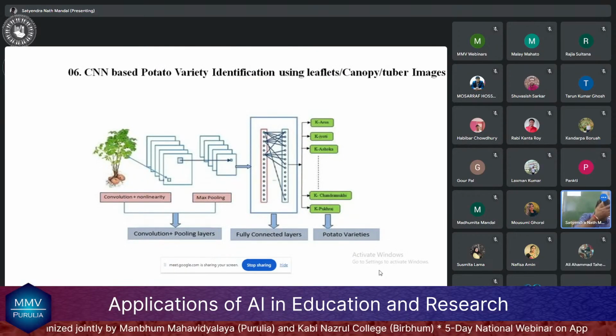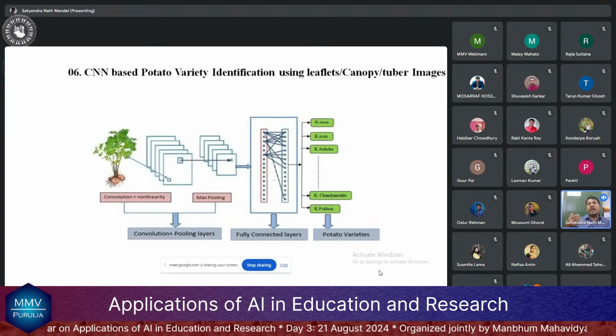Now, this is another type of problem on which we did some work. We want to identify the potato plant variety. There are lots of varieties in the market. Anybody can say this is Chandramukhi, someone says it is Orun, someone calls it another potato, but which is it actually?